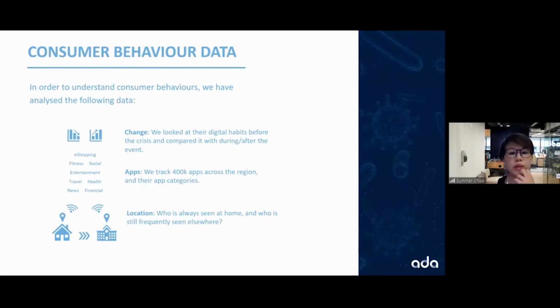And we also looked at whether these people were seen at home or at work. Now, some people may ask, how do you know if this person is at home, or how do you know if this person is at work? It depends on where the signal has been pinged off.